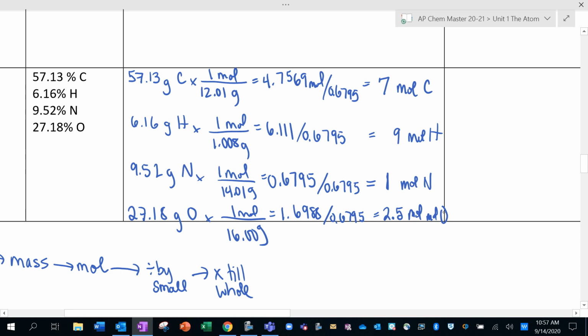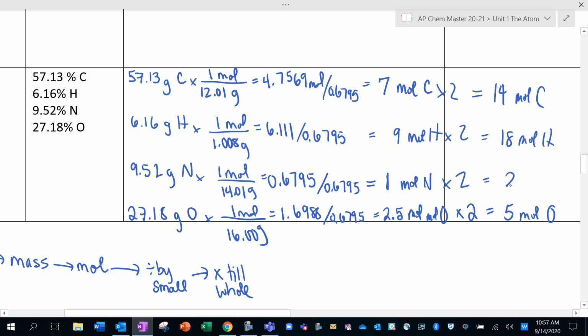And you might think to yourself, okay, what if I double it? Well, 2.5 times 2 gives me 5. So that works. In order to keep this ratio consistent, I have to multiply everything by 2. So I'm going to go through this. I'm going to end up with 14 moles of carbon, 18 moles of hydrogen, and then 2 moles of nitrogen.